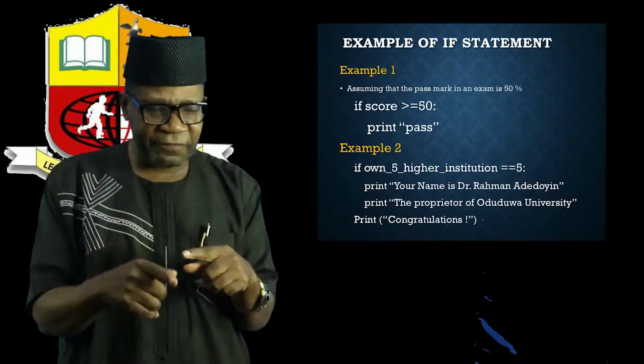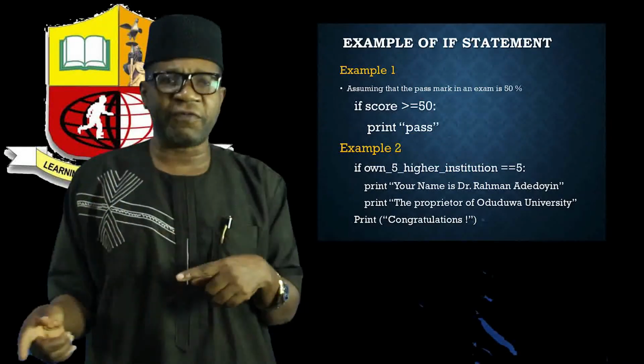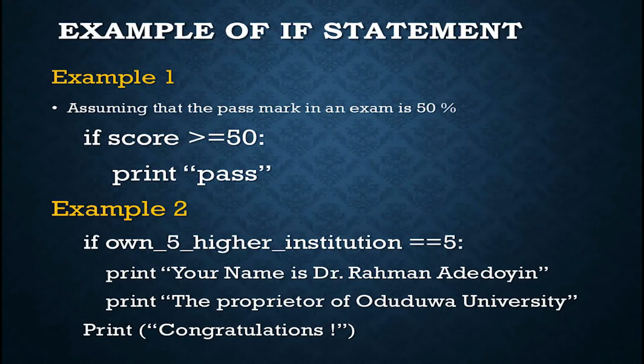But what if own 5 higher institutions is not equal to 5? Let's say there is somebody who owns 1 higher institution. So if own 5 higher institutions equals 5 will be false. In such a situation, the first print statement is not executed. The second print statement is not executed, but the last one is executed.